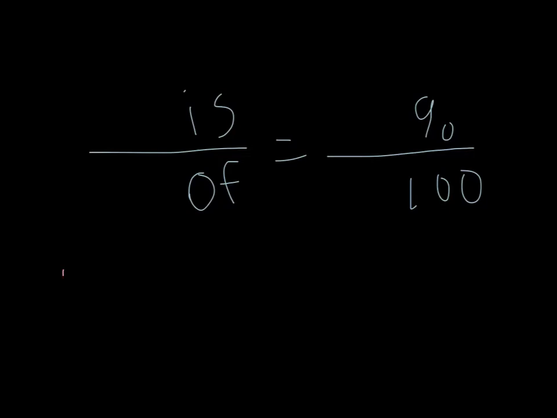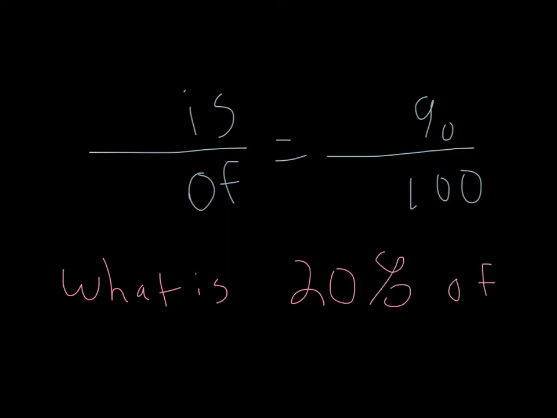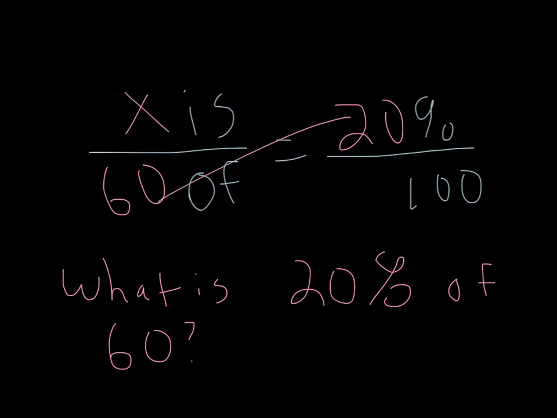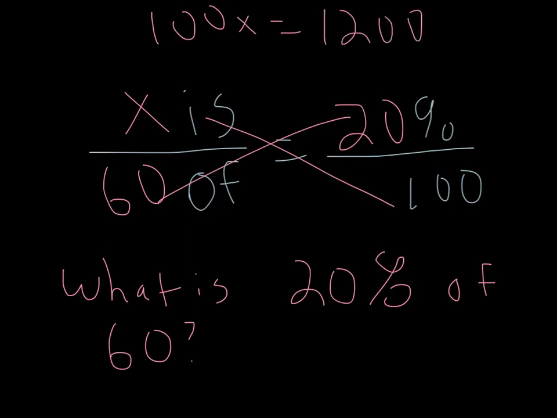Let's try another. What is 20% of 60? Okay, well 60 is our of, so 60. 20 is our percent, and then what is, so is what we are trying to find. Again, we would cross multiply. We would get 100x equals 1200. We would then divide by 100 on both sides. We would get x equals what? I trust you all said 12.